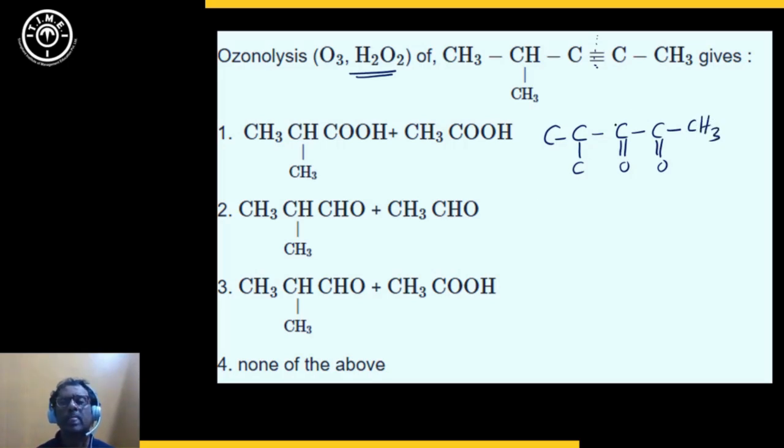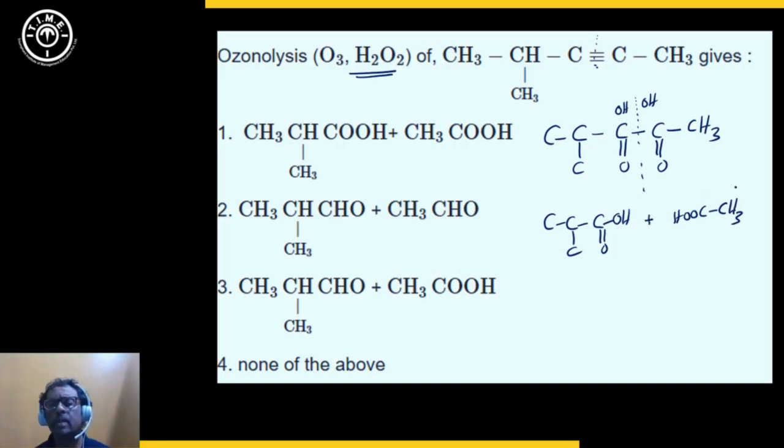Now we get this. Now H2O2 is going to oxidize this. So this part is going to break. You have an OH here, you have an OH there. So what is this part? This part is C double bond O, OH with a carbon here. And that part is what? CH3, COOH. So these are the two parts that we get.